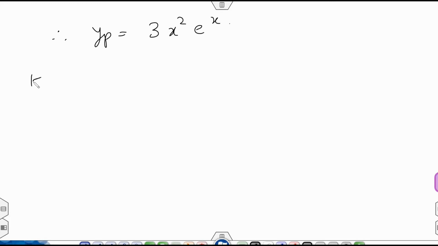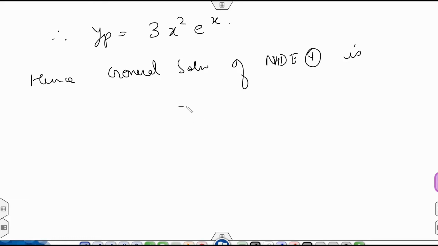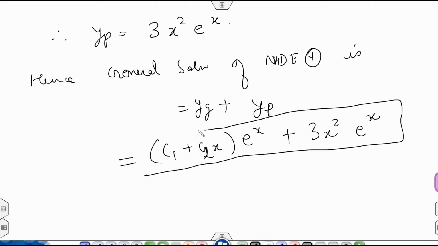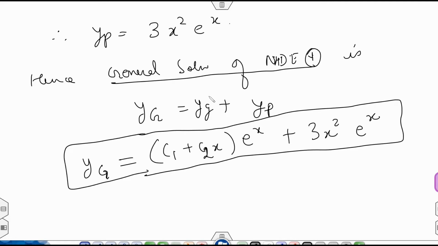And hence the general solution of the non-homogeneous differential equation is yg plus yp. So your general solution is (c1 + c2 x) e^x + 3x² e^x. You can call it yg, just to make a difference from the homogeneous part. So this is the general solution of the non-homogeneous differential equation 1.